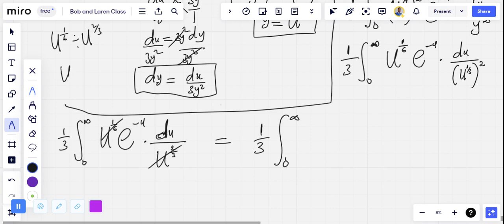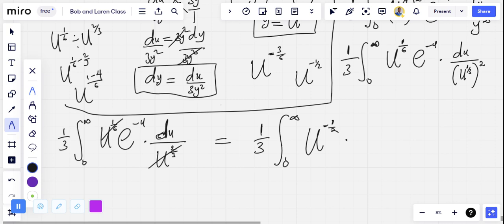That's indices. That's u to the power of 1 over 6 minus 2 over 3. Then you find the LCM there. LCM is 6. 6 into 6 is 1, minus 3 into 6 is 2, 2 times 2, that's 4. Right? So I have it as u to the power of negative 3 over 6. That's u raised to the power of negative 1 over 2. So I'll have it as u to the power of negative 1 over 2 times e to the power of negative u, then du.